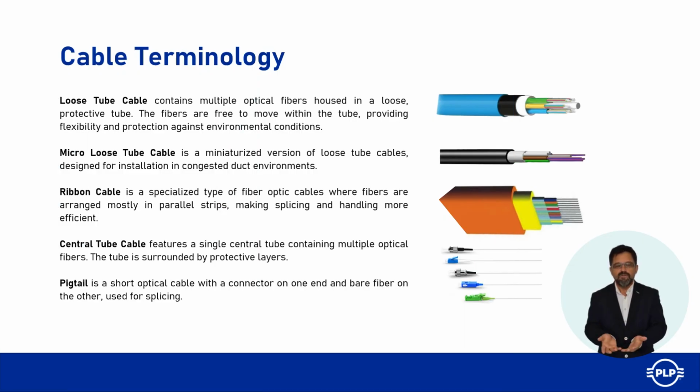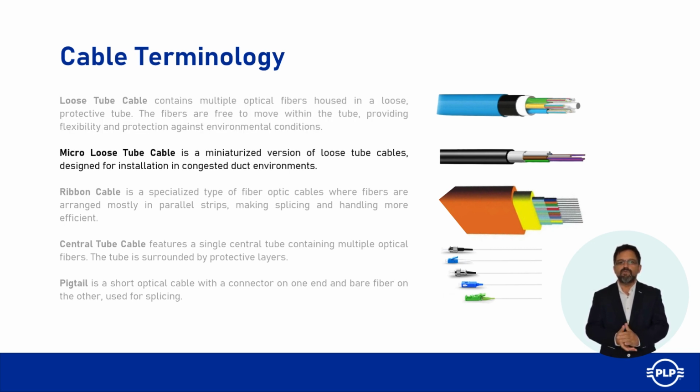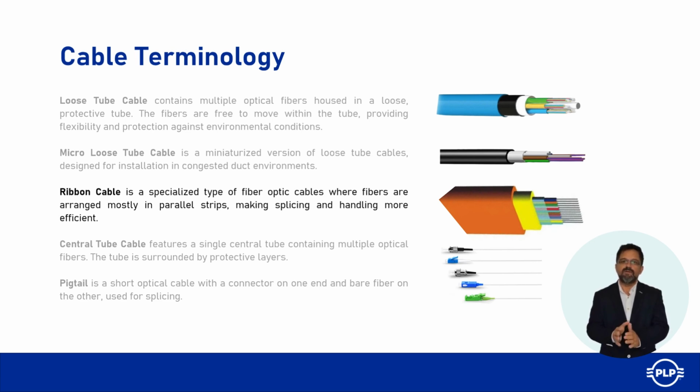Quickly, let's go through cable terminology. A loose tube cable is ideal for outdoor use, resistant to temperature changes, and often includes water-blocking compounds. A micro-loose tube cable offers key advantages such as higher fiber density, lower installation costs, and minimal disruption during deployment. There are several types of ribbon cable, each suited for different needs.